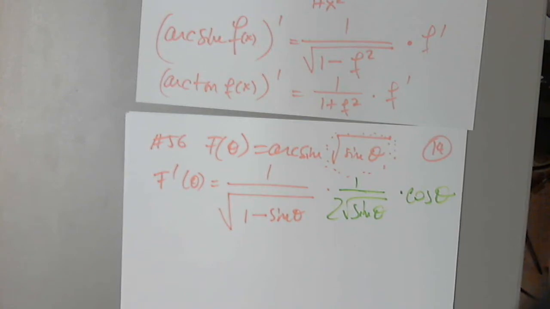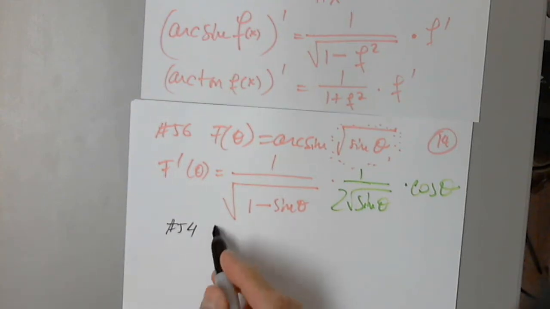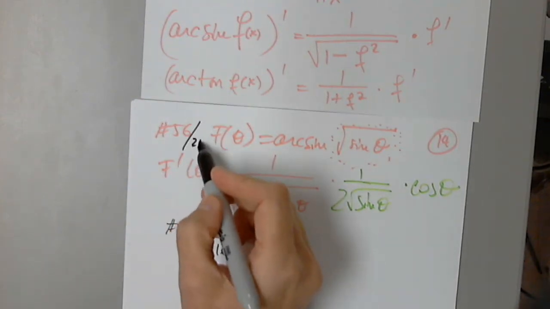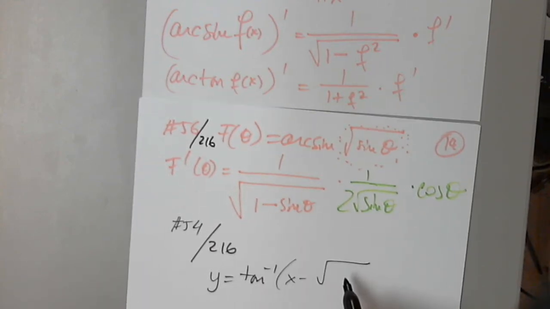What about 54? Any questions for me on 56? Any questions? 54 is y equals tangent inverse of x minus the square root of 1 plus x squared.